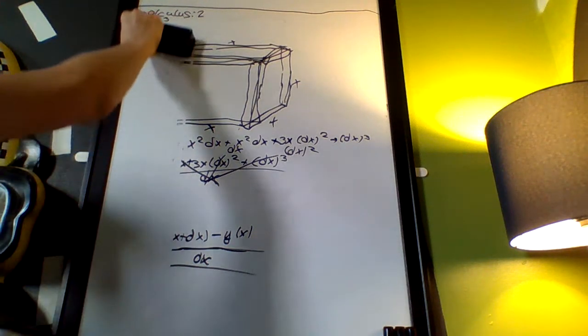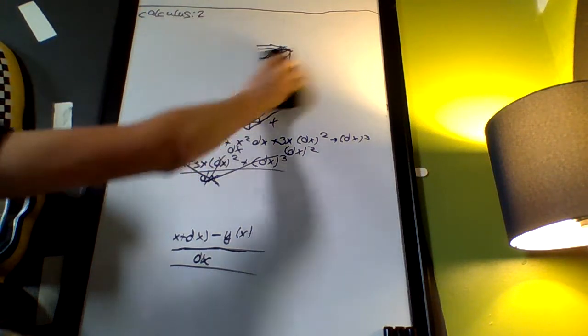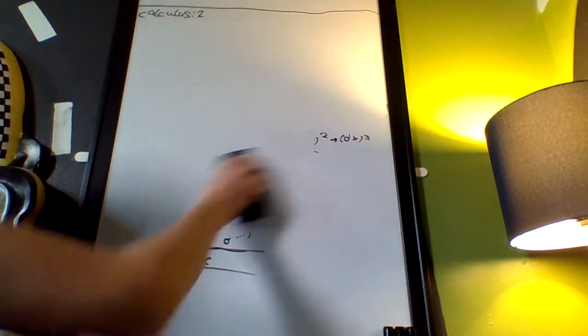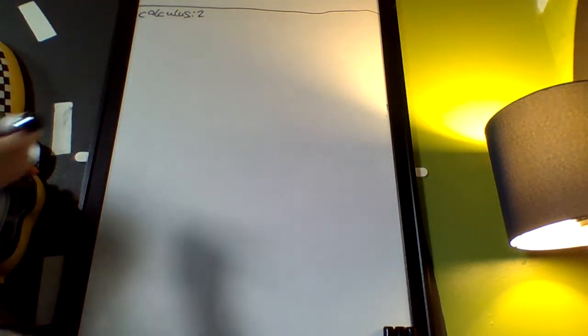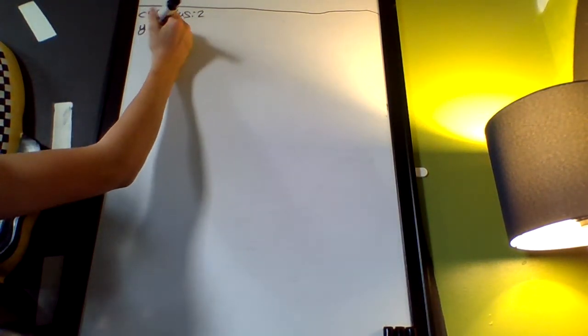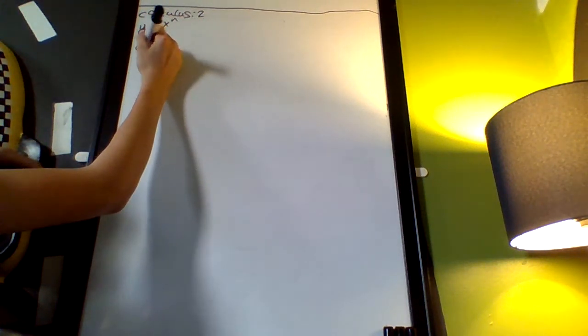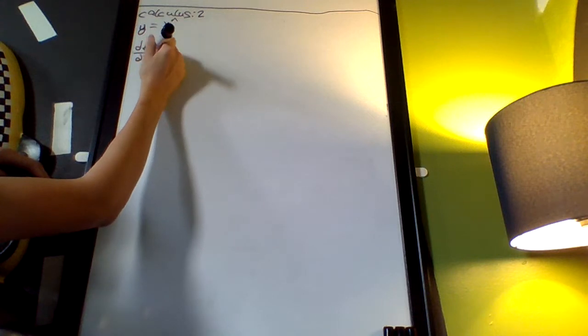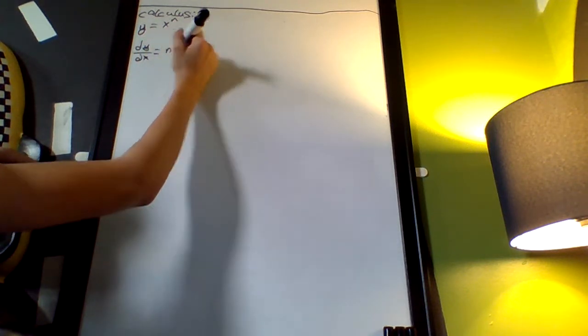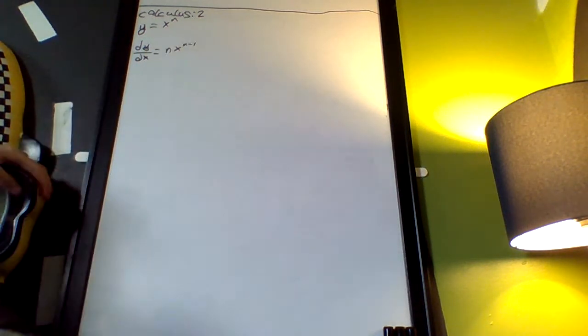Now I'm going to give you a formula that I'll try and explain. If y is x to the n, dy divided by dx is going to be n times x to the n minus 1.